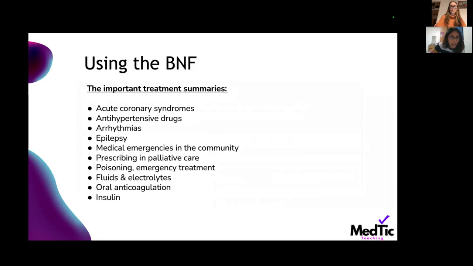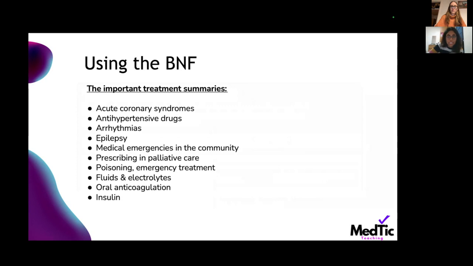For example, the oral anticoagulation treatment summaries, where you'll find all of the things about warfarin and INRs and what to do if your INR is too high or low. And similarly, in the poisoning and emergency treatment summary, you'll find things about what to give if someone has a paracetamol overdose, and also if someone is having maybe a reaction to their psychiatric drug. So I'd really recommend just taking a look through all of these treatment summaries and seeing what's there, as it will definitely help when it comes to the PSA.